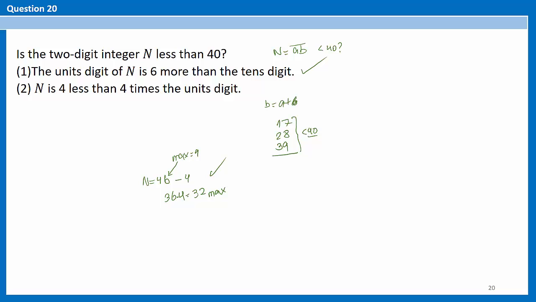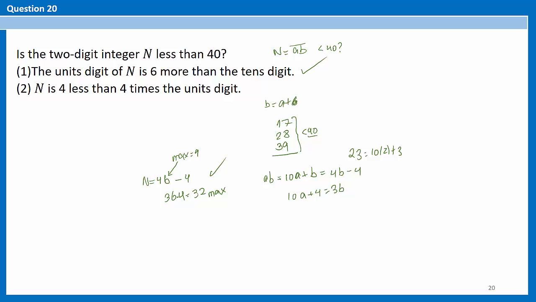But what if we want to do it algebraically? N is AB. Now I can write AB as 10 times a plus b, because like 23, it's 10 times 2 plus 3. Okay, I can say 10a plus b is 4b minus 4. So 10a plus 4 equals 3b. And I can try to find what values of a and b make this correct.